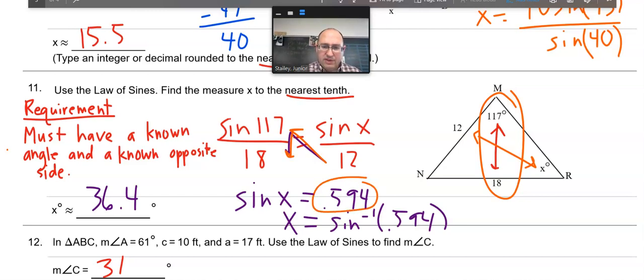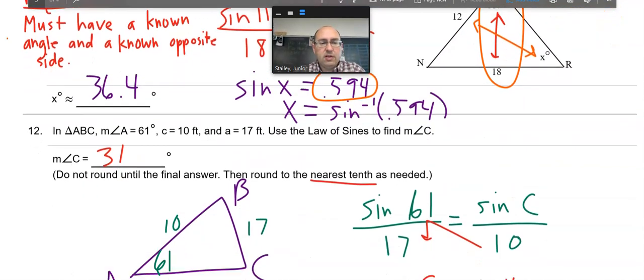you end up with this decimal, 0.594. Don't panic. That's not the angle. You still have to invert the sine to get the angle. Make sure your calculator's in degree mode for all of these questions. If you have any questions on that, consult your owner's manual or email me. But you got to make sure your calculator's in degree mode. So if you're getting the wrong answers on these, even though you're doing it all right, ask. 36.4 is what we came up with on this particular question when I inverted the sine.